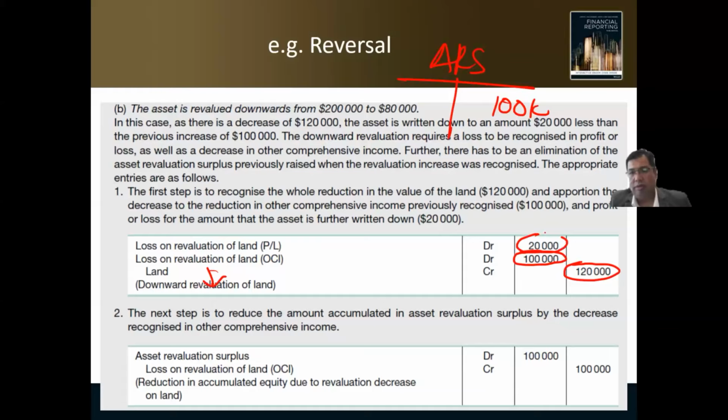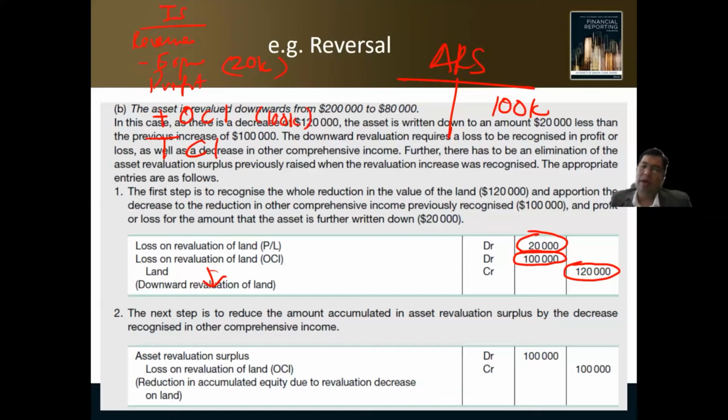This is 20,000. As I mentioned before, under your income statement, we have a revenue, then we minus expenses, you get our profit, then we minus all the taxes, and later on you are going to add your other comprehensive income to get total comprehensive income. So the 20,000 will go here, and then 100,000 will go here. Yeah, under other comprehensive income.